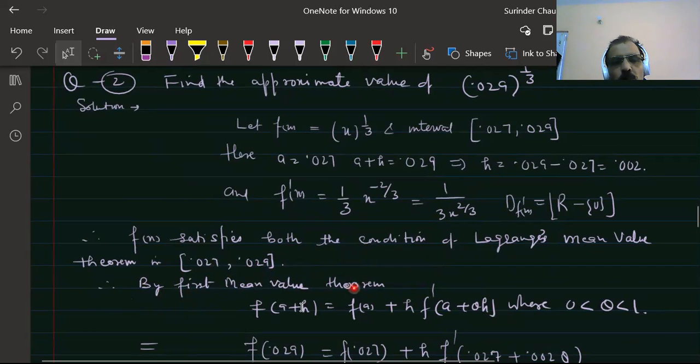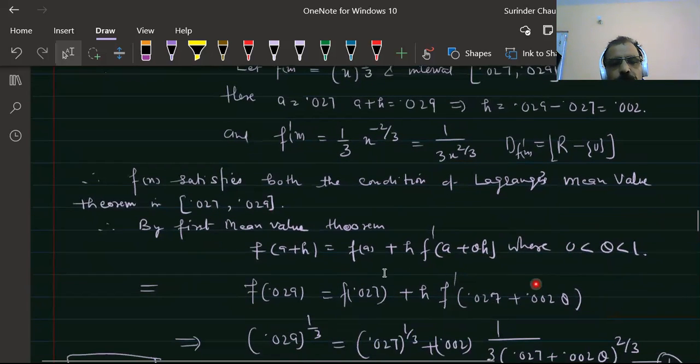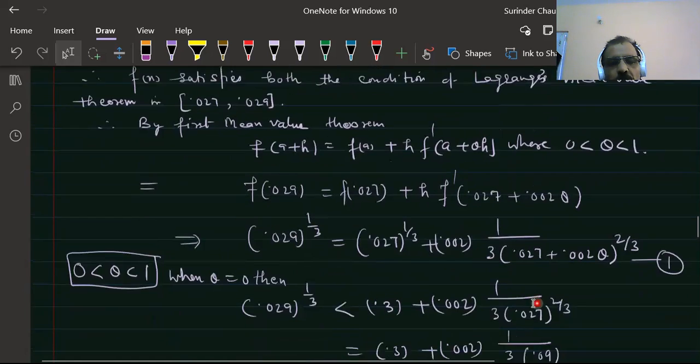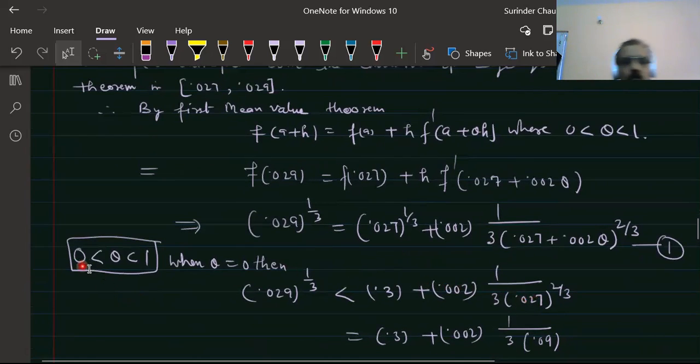So by the mean value theorem, f of a plus h is equal to f of a plus h into f dash a plus theta h. Now substitute the values of a and h. After substitution of their values in the function, we got this. And now taking the value of theta from 0 to 1, the minimum theta is 0.